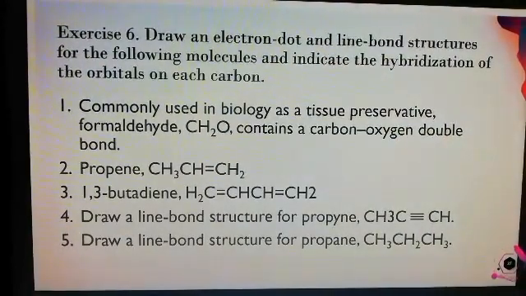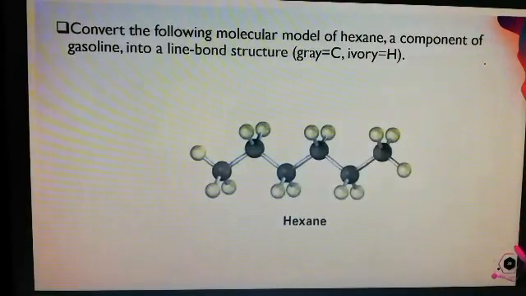So, draw the electron dot and line bond structures of the following molecules and i-indicate nyo yung hybridization ng mga carbons. Okay? So, next, convert the following molecular model of hexane, a component of gasoline, into a line bond structure. Kahit line bond na lang dyan. But if you would also give the electron dot structure, I would give you plus points. Okay.